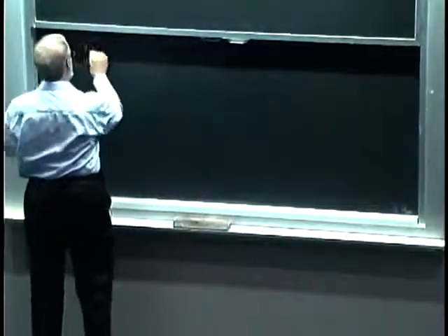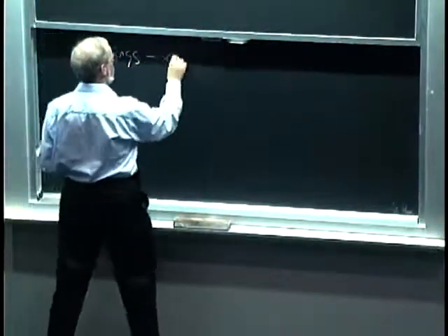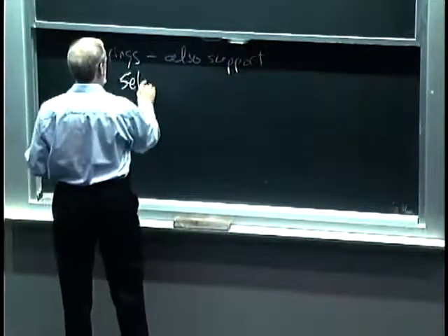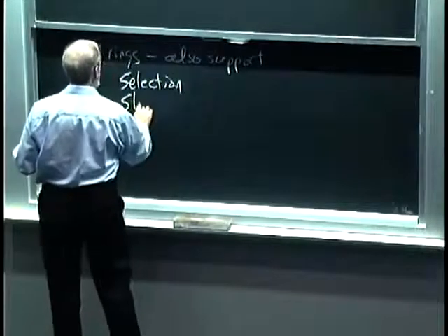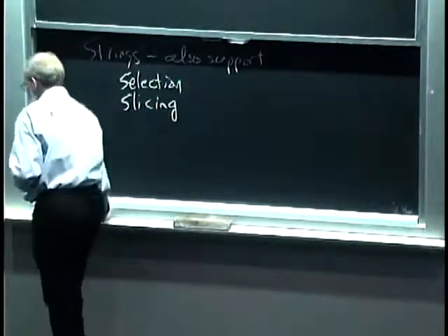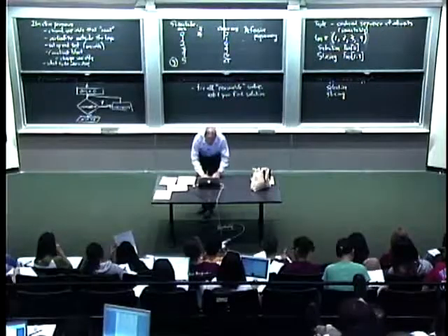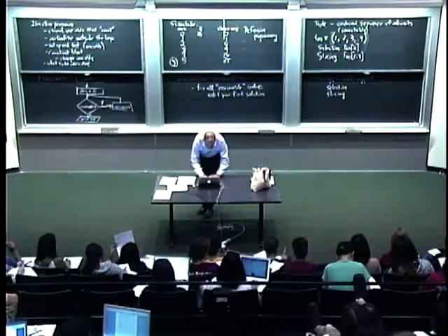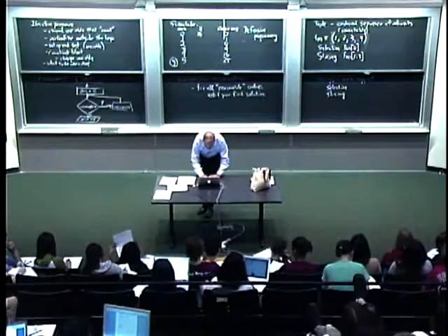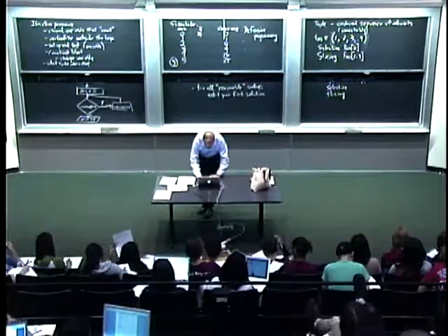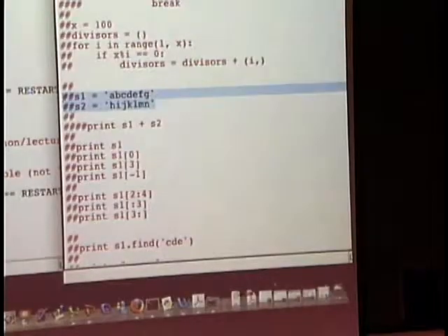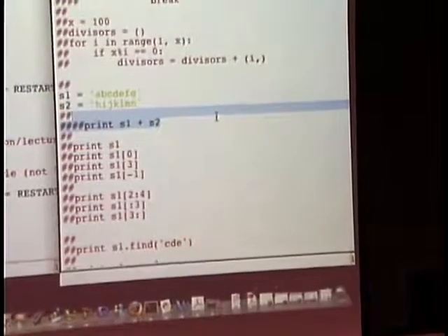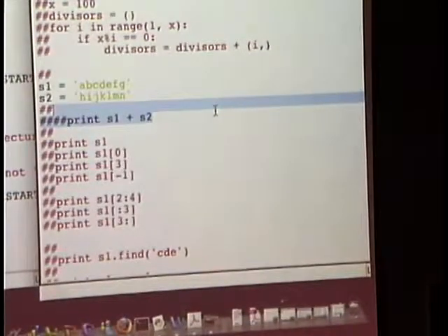So, strings also support things like selection, slicing, and a set of other parameters or other properties. And let's just look at that. Again, if I go back here, let me comment this out. Right, here are a pair of strings that I've set up, S1 and S2.